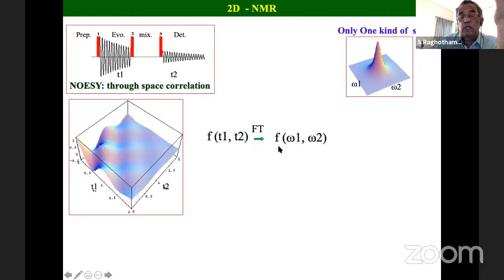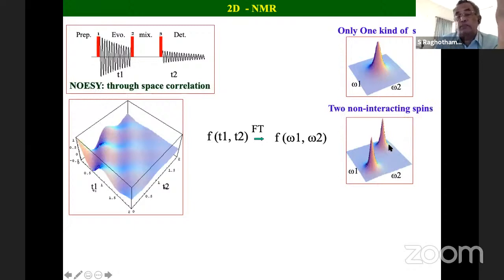If you Fourier analyze it, you get 2 frequency domains on either axis. Now it's converted to omega-1 and omega-2. If there is only one kind of proton present, like a water sample, it gives only a single peak, and there is nothing else, so no point doing 2D for this. Either in this dimension or in that dimension, it comes at the center because both are the same frequency units. And if you take 2 non-interacting species like water and acetone, again, you don't need 2D, and they are not coupled to each other. So you simply get 2 peaks on the diagonal.